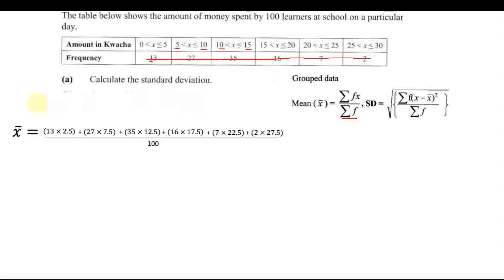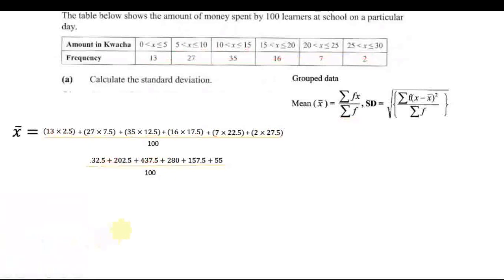Now begin to multiply what is in the brackets. If you multiply 13 here with 2.5, you are getting 32.5. Then if you multiply 27 times 7.5, you're going to get 202.5. Once you multiply, we are going to sum them up. The same even with the last terms there. Then we're bringing back the 100, we have not used it. So now let's sum up all these values on top here.